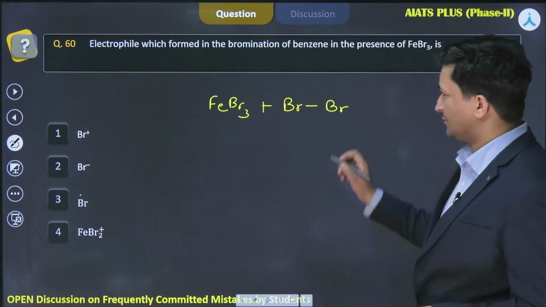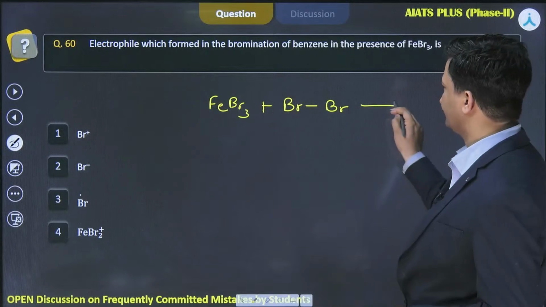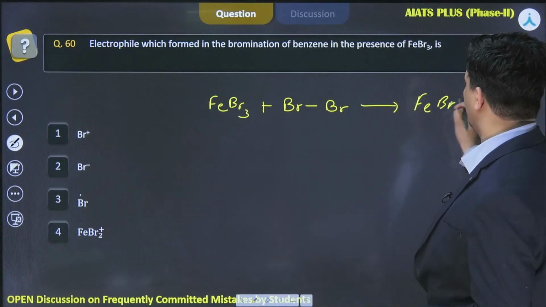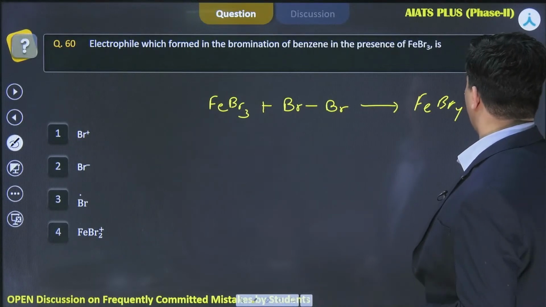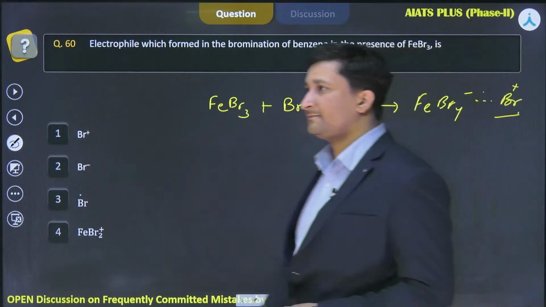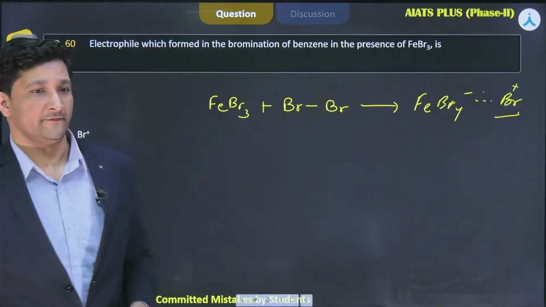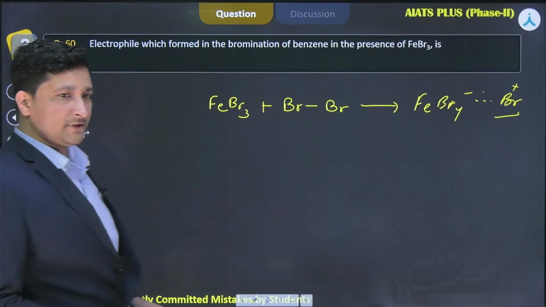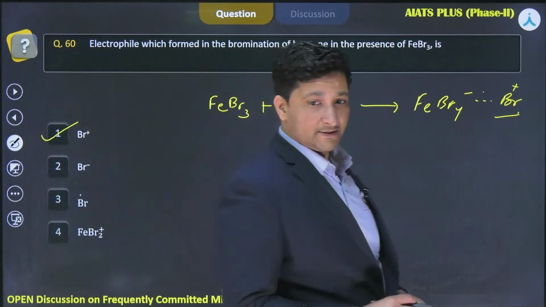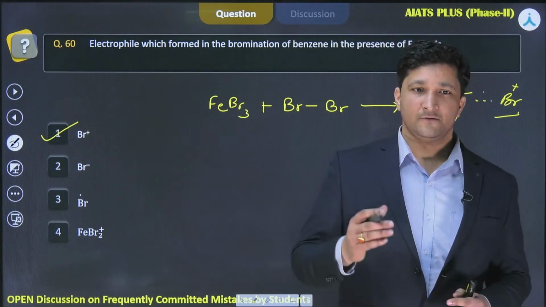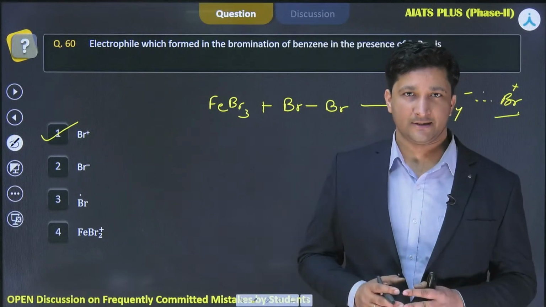So yes, here what will happen? FeBr4 minus is formed and Br plus is formed, which acts as the electrophile. So definitely the answer will be this. Option 1 is the correct answer there. And generation of the electrophile is a very important concept for the electrophilic substitution reaction.